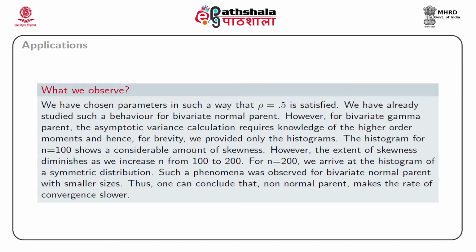The histogram for n equal to 100 shows a considerable amount of skewness. However, the extent of skewness diminishes as we increase n from 100 to 200. For n equal to 200, we arrive at the histogram of a symmetric distribution. Such a phenomenon was observed for the bivariate normal parent with smaller sizes. Thus, one can conclude that a non-normal parent makes the rate of convergence slower.